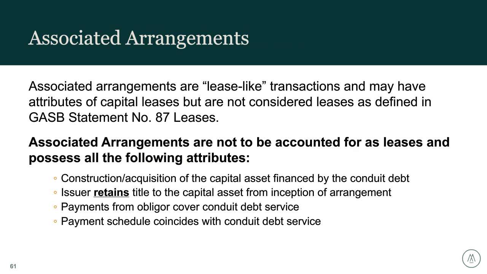Associated arrangements, just quickly going to touch on that. The key thing to know here is that they're lease-like transactions, but they are scoped out of Statement 87, so they're not actually leases. What makes an associated arrangement differ is the issuer retains title to the capital asset from the inception of the arrangement. The only other point I want to make here is if you actually have a service concession arrangement, then turn to Statement 60 for the reporting guidance.